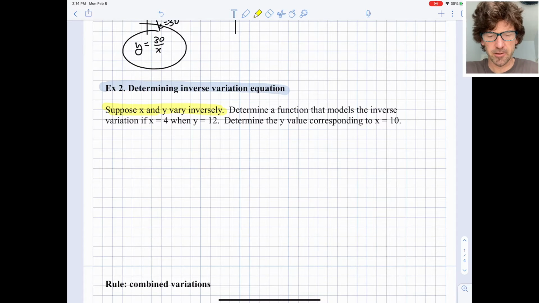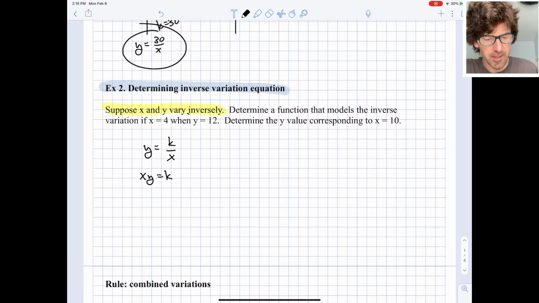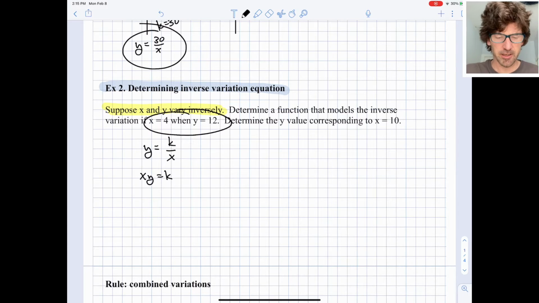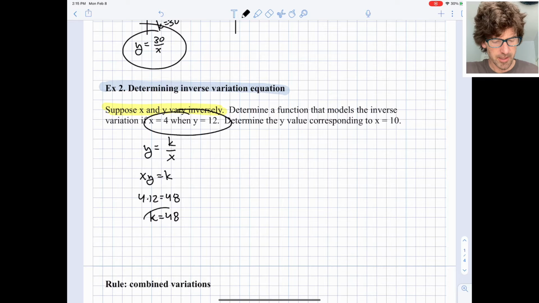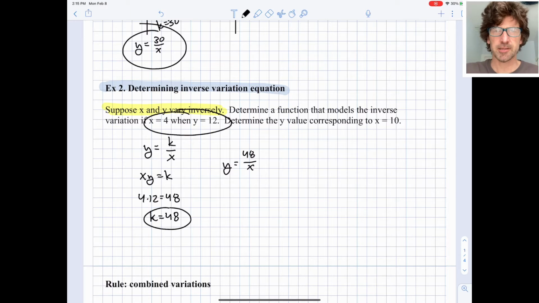So we need to find k. We know that y equals k over x, or x times y equals k. So if we are given this one particular set of x and y values that are part of this function, we can determine that 4 times 12 is 48. So k is equal to 48. And then we can write our equation. Y equals 48 divided by x. So this equation would represent the inverse variation in this case.